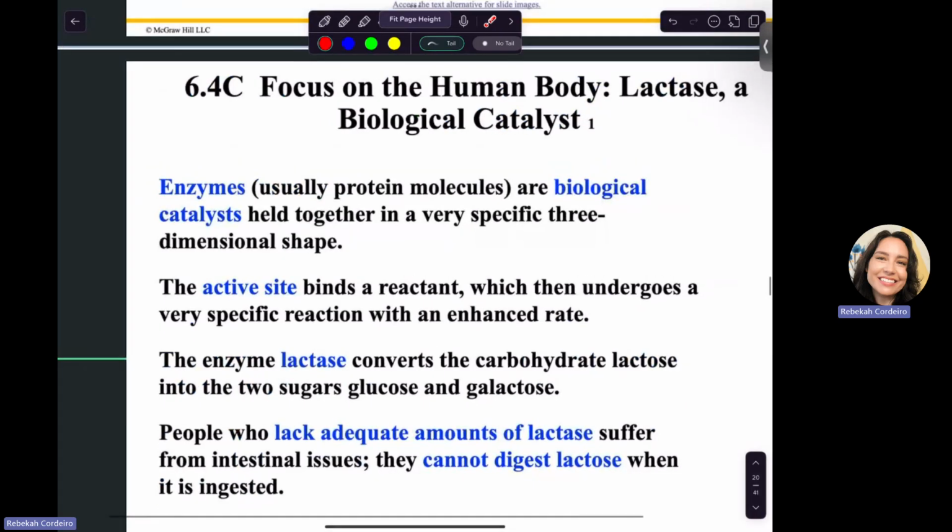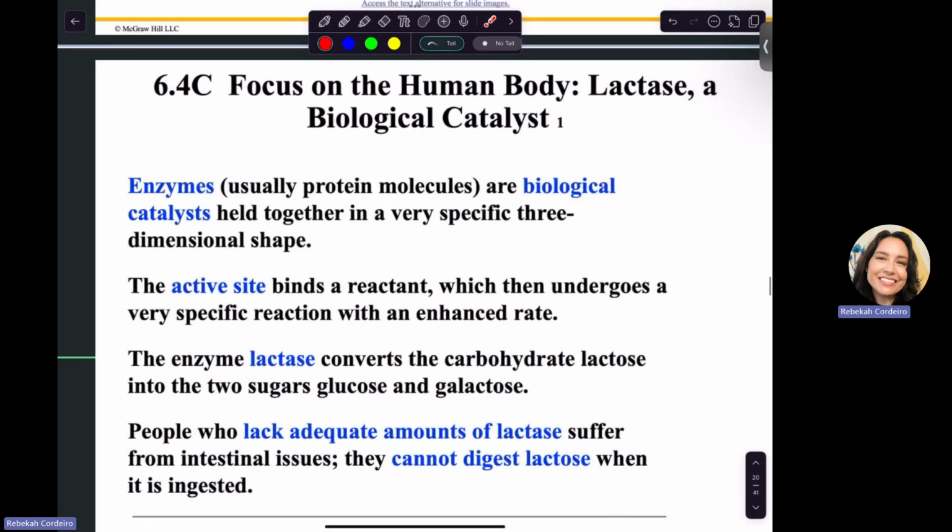A biological catalyst is an enzyme. The active site of an enzyme binds the reactant and then it undergoes a reaction. So for example, lactase converts lactose into glucose and galactose. If you don't have lactase, you can have intestinal issues from lactose, those people who are lactose intolerant.